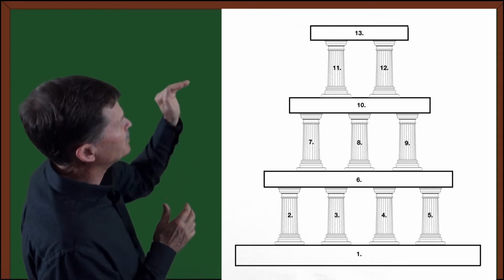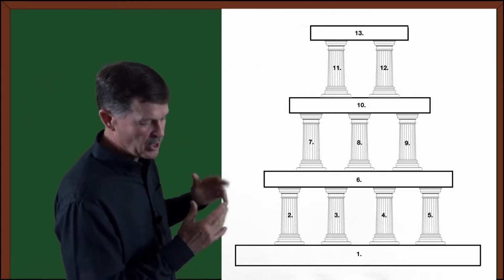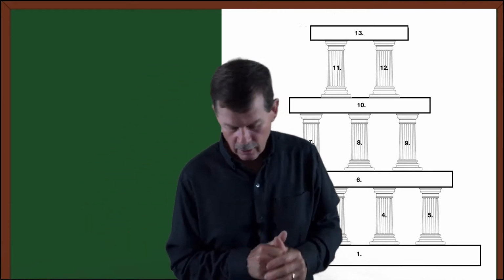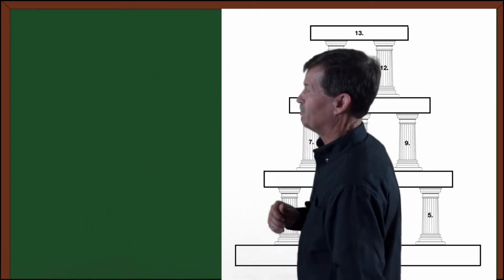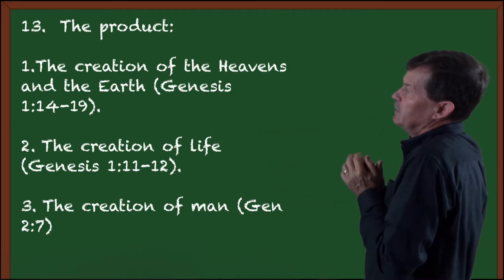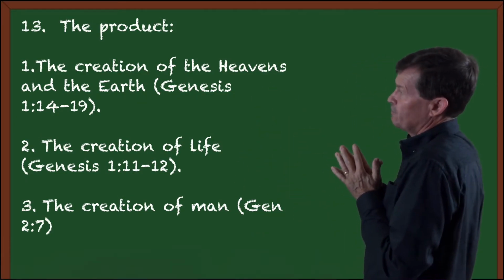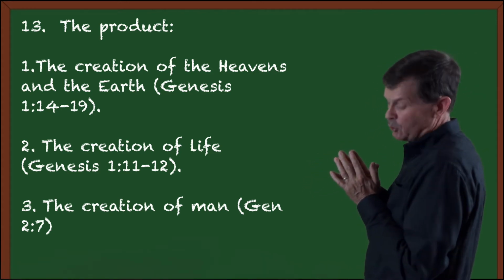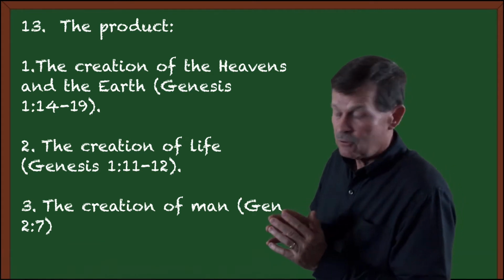Okay, so now on top of the resources, we have products. What are the products? The first product we have is the creation of the heavens and the earth, as outlined in Genesis chapter 1, verses 14 through 15. Let's take a look at what that says.